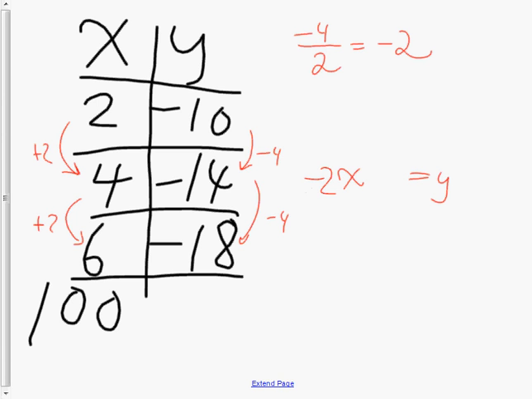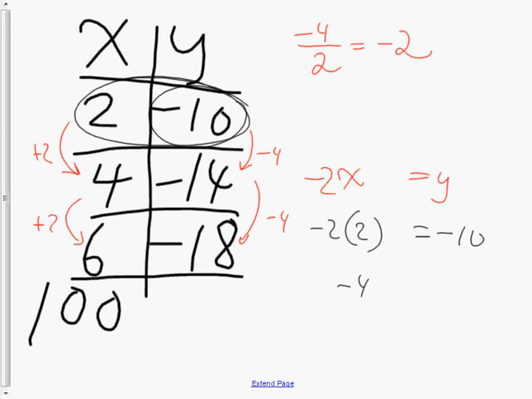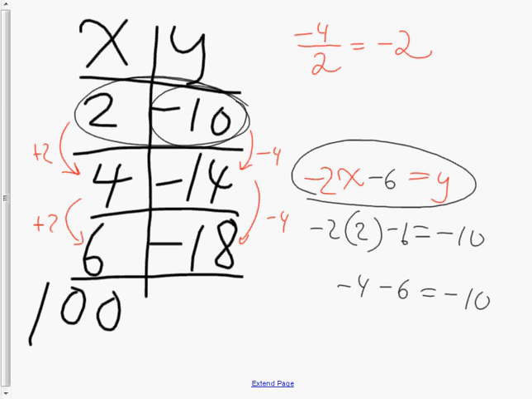And once I know that, I'm going to write my -2 times x, but I'm going to take the first ordered pair, in this case these two here. X is going to be 2, and y is going to be -10. I'm going to simplify and see if they're equal. And they're not. -4 does not equal -10, which means I need this balancer called a constant. So -4 take away 6 will balance those two sides, which means this equation will show the relationship for every single one of these pairs.